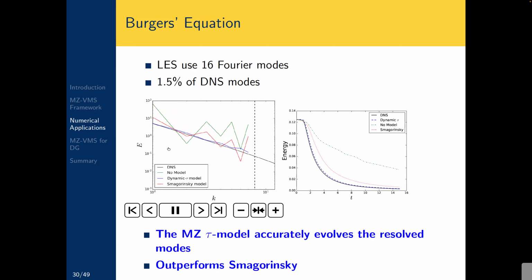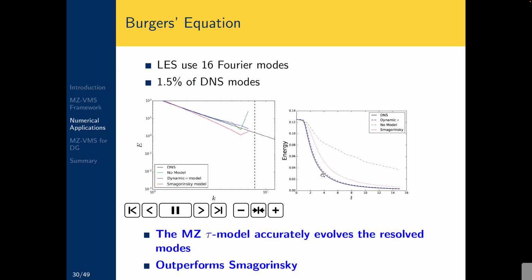And so what you see is that, of course, if you don't include a model, you have all this energy bouncing around at high wave numbers. You can't dissipate things. And then when you go to the MZ model in blue, you almost perfectly track what the energy spectrum looks like as you move through time. And then the solution in red is the Smagorinsky model, and you see that you might do a decent job in terms of dissipating total energy, but you don't do a very good job on where that energy should be in wave number space.